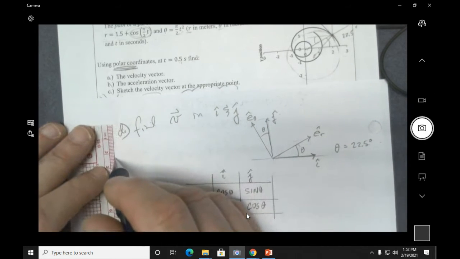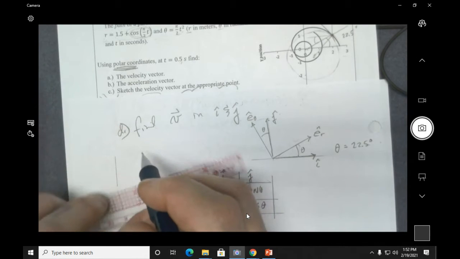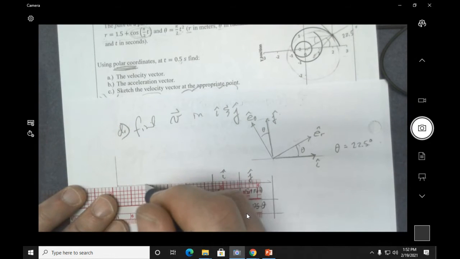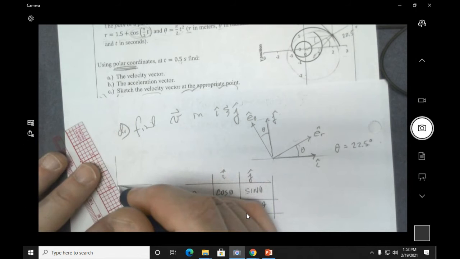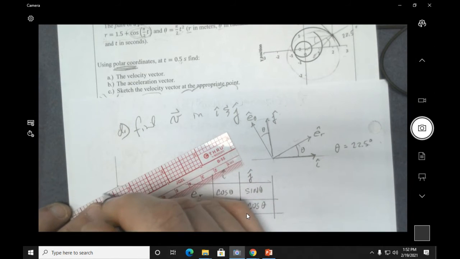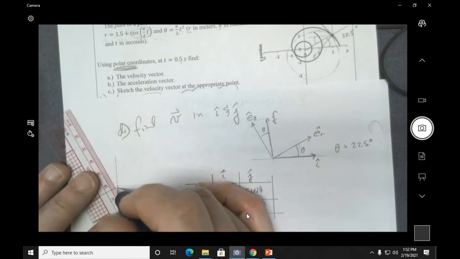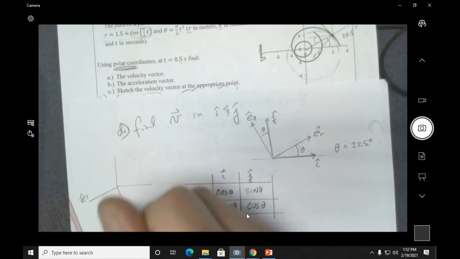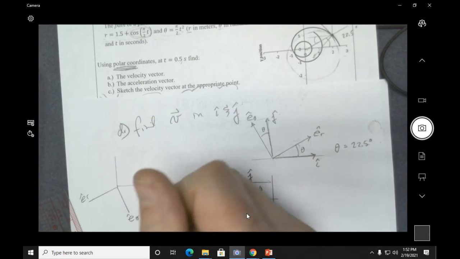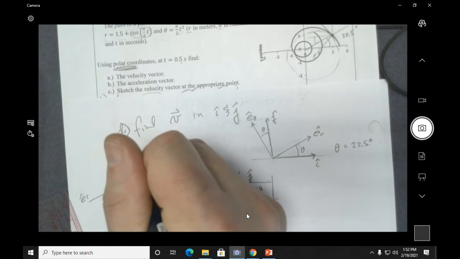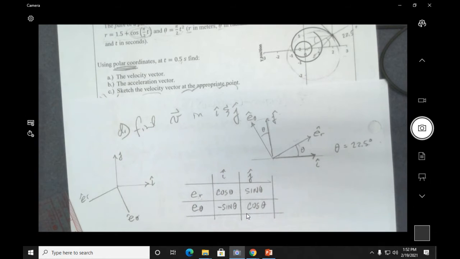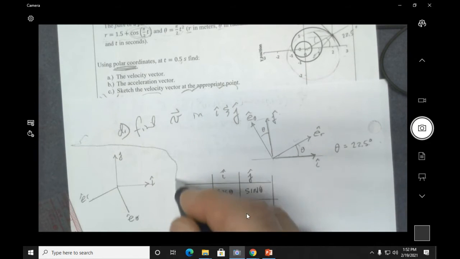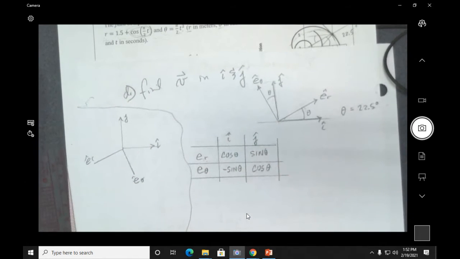Some of the harder ones, and this is just hypothetical, you might have your I and J down like this, and maybe the ER is like that, and the E theta is like that right there. And here's your I, and here's your J. This is an aside right there.